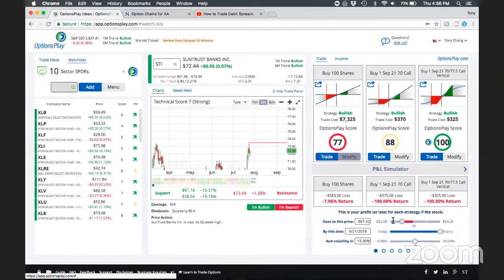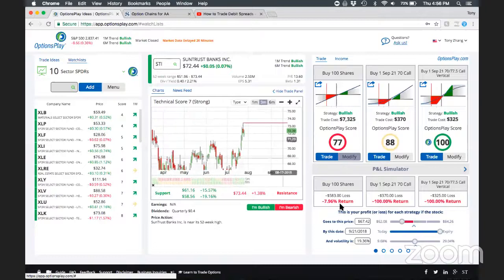So even if the stock blows up, as you can see, if I bought 100 shares of this stock and the stock went back down to that $68 level, which is where it was just at a few days ago, I'm losing $525 if I bought this stock. I'm only losing $370 if I bought this call option, and I'm only losing $325 if I bought this call spread. So again, minimizing my risk and still at the same time maximizing my return if I am correct.